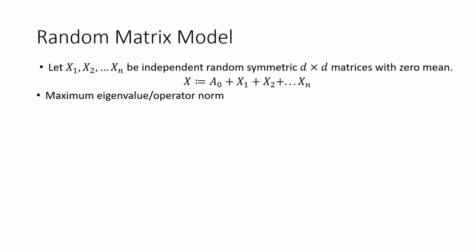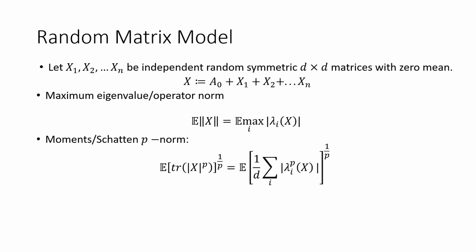In particular, the model we'll be considering is random matrices that are a sum of independent symmetric random matrices with zero mean. And the kinds of eigenvalue statistics we want to study are things like the expected operator norm or maximum eigenvalue, for example, or the Schatten P norm of the eigenvalues, which we can write as the expectation of the normalized trace of X to the P, all raised to the power of 1 over P, right? Because the trace of a matrix is just the sum of the eigenvalues. So yeah, this P norm is another important spectral statistic.